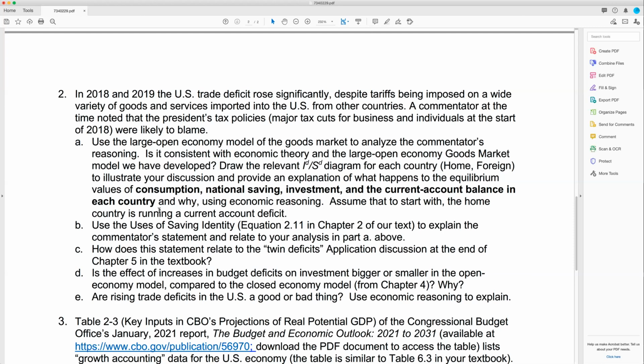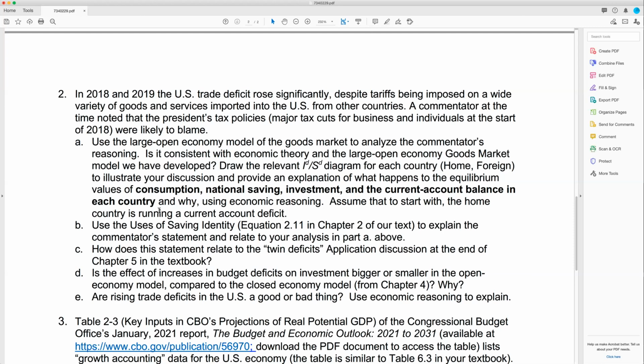So what's the setup for the problem? I know it's right there, but go ahead and say it. What's the framing here? What's the question about? It being a trade deficit.